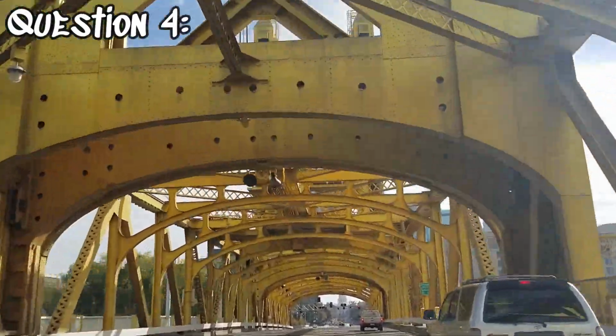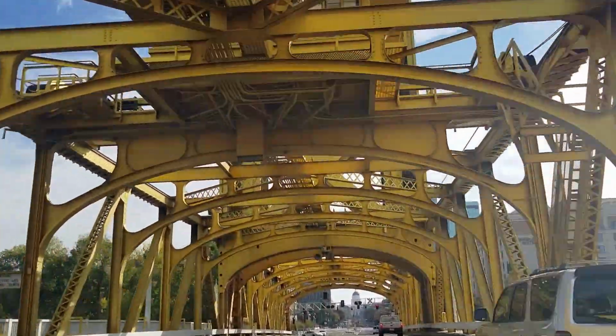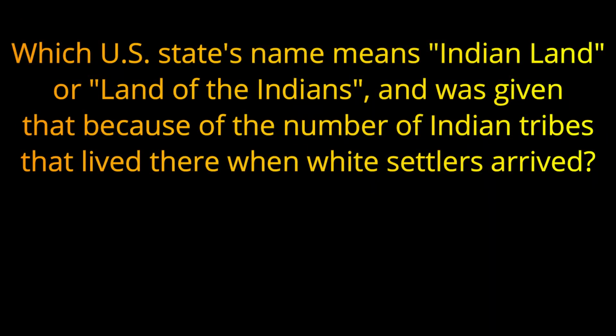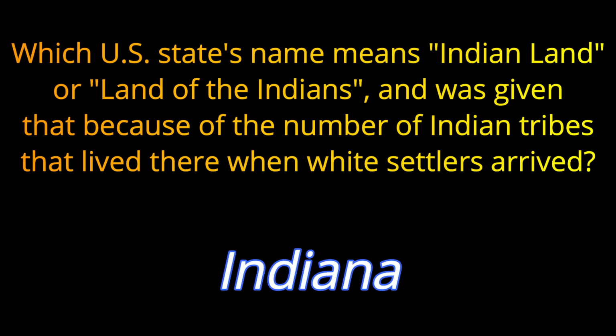Question number 4. Which U.S. state's name means Indian land or land of the Indians, and was given that because of the number of Indian tribes that lived there when the white settlers arrived? Most of these are pretty tough, but if there was an easy one, it would be Indiana.